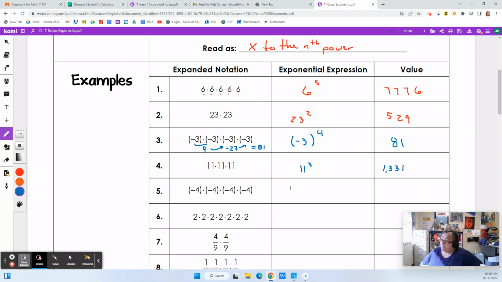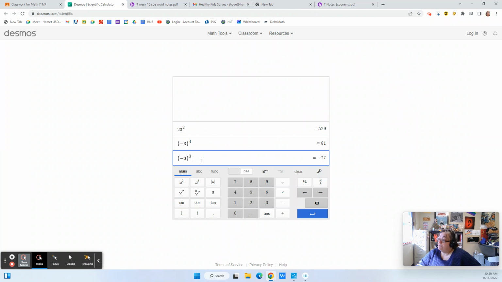Here, I have -4. That's my base. We're raising it to the 1, 2, 3, 4 power, right? Do I know what -4 to the fourth power is? Heck no, I don't. I've got to come in here. I've got to clear this, and I have to put in parentheses, -4, parentheses to the fourth power. And I get 256.